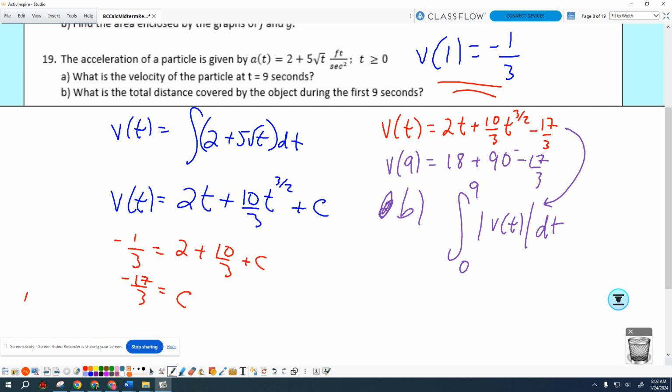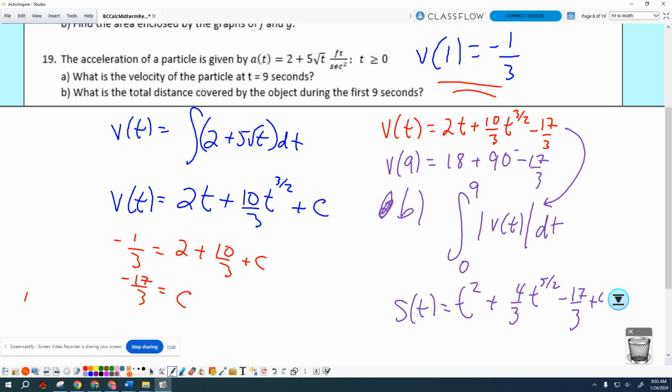and integrating again, t squared. 3 halves becomes 5 halves. That's position at any given point. Plug in 0 to 9, the plus c goes away. Here's just 108, I don't know. But that's what you do.